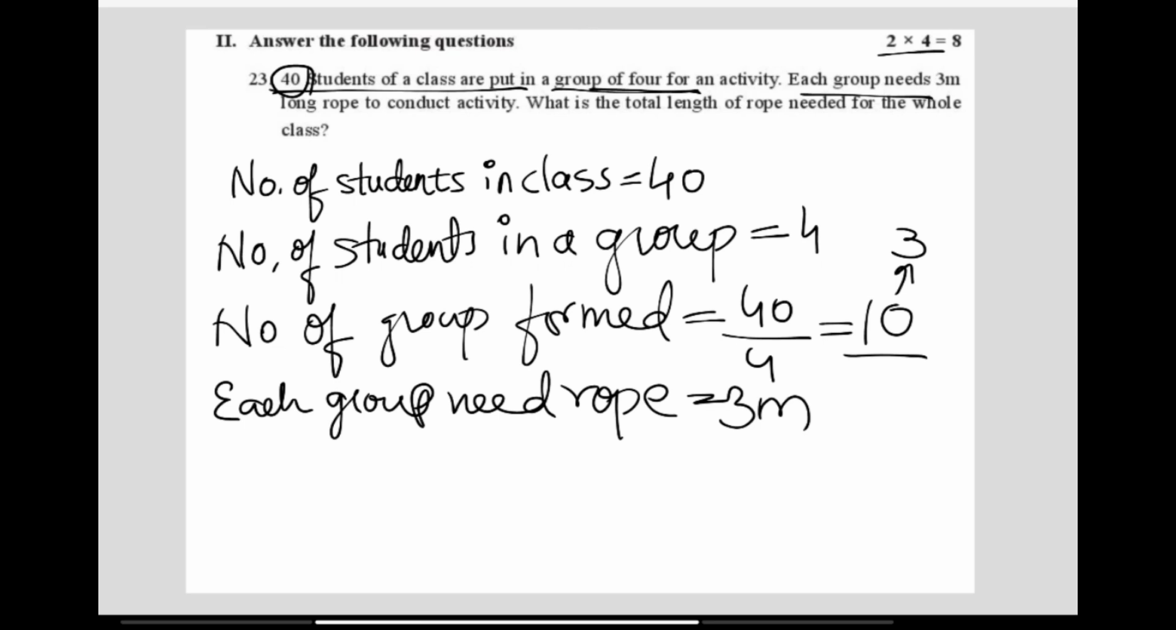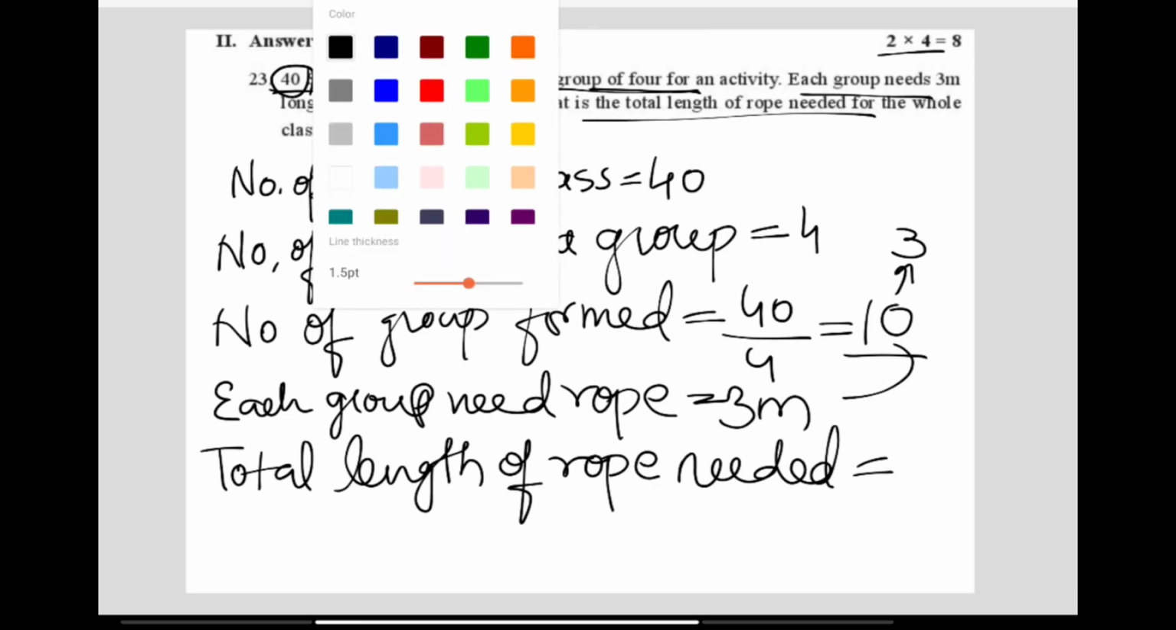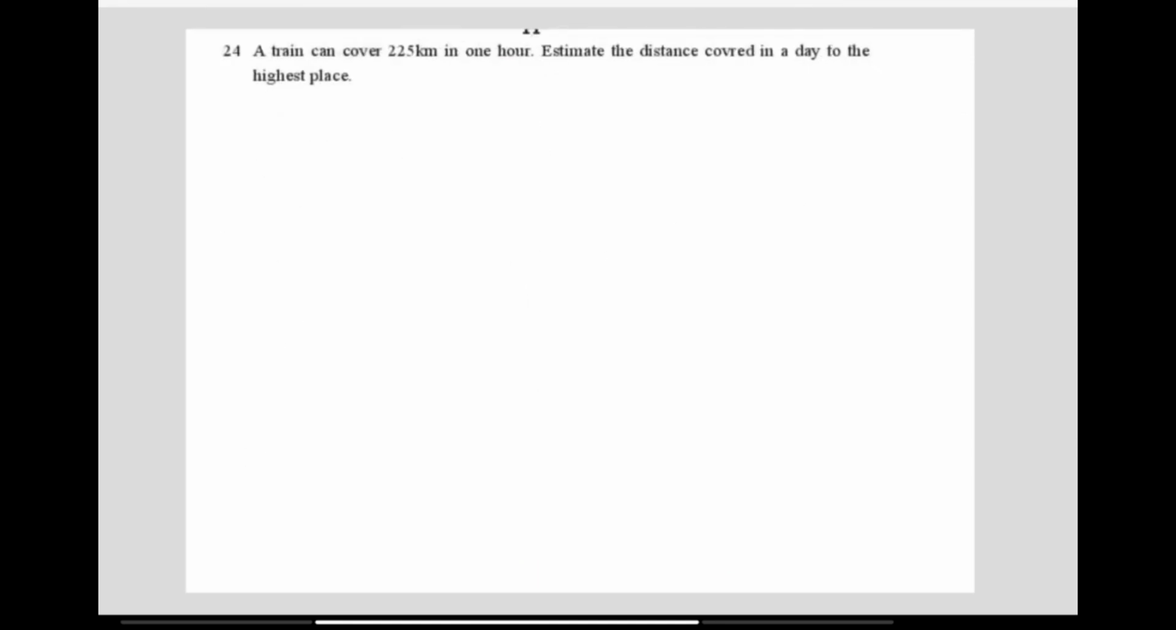Next, total length of the rope. This is your final answer. You have to find the total length of rope needed. Okay, so what you have to do? 10 into 3. So let's do 3 ones are 3, right? So 30 meters is your answer. Got it, children? Okay, now let's move to the next and the last question.